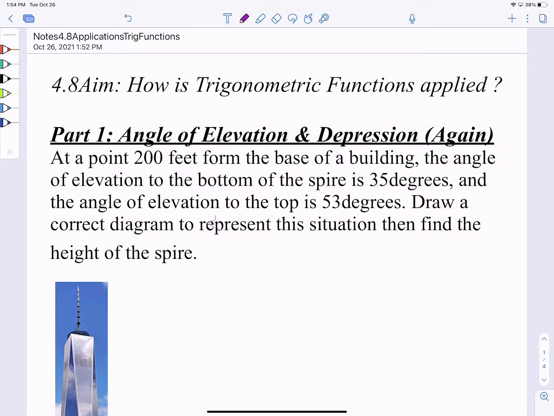Everyone, this is your final lesson for Unit 2. This is your lesson on 4.8. How are trigonometric functions applied? So, applications.